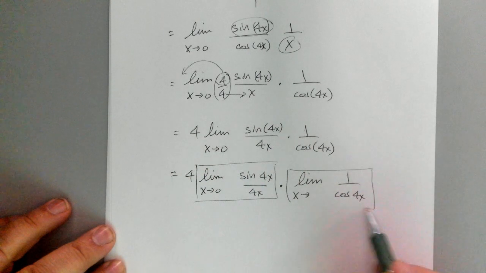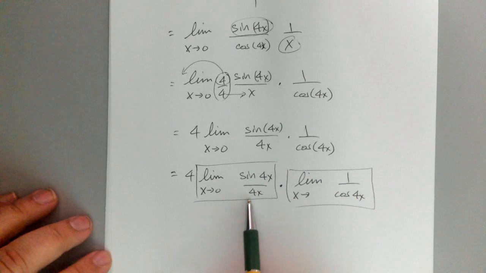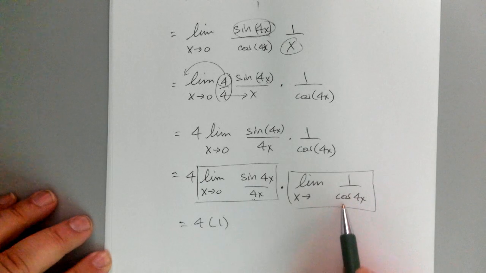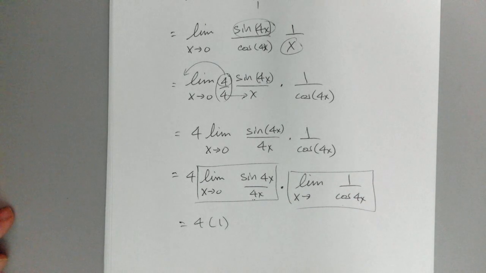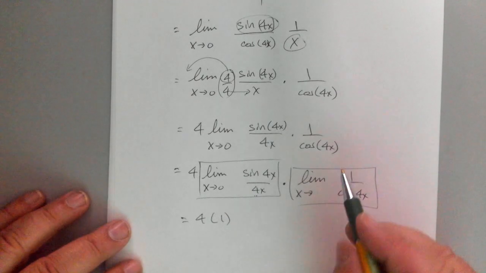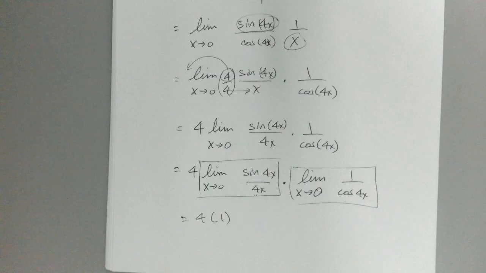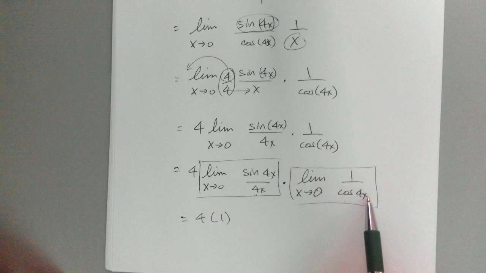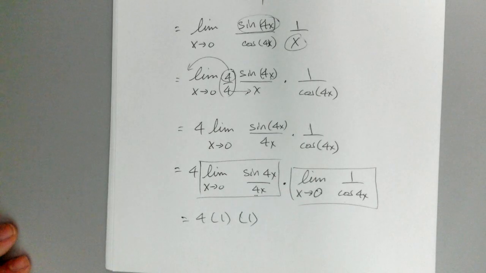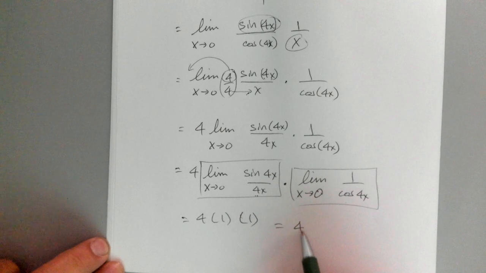What do they become? This one becomes what? 1. This one becomes what? x goes to 0. Cosine of 0 is 1. So it's 1 over 1. That becomes 1. So the answer is 4.